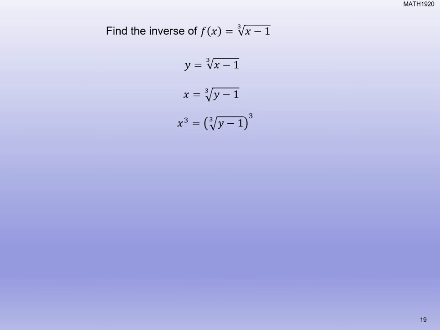Well, the cube and the cube root cancel each other. So we're left with x cubed is equal to y minus 1. Then I add 1 to both sides, and that becomes y inverse. Then I'm going to take that y inverse and rewrite it in function notation. So f of x inverse is equal to x cubed plus 1.